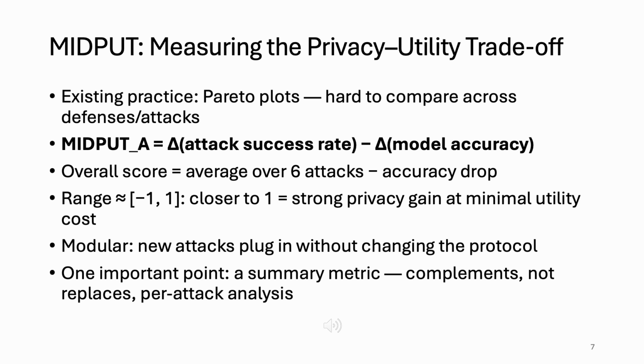Values near 1 mean a strong privacy gain at little utility cost. Negative values mean the defense hurt accuracy more than it helped privacy. And one important point is that it's a summary measure. It complements per-attack results and Pareto analysis. It doesn't replace them. And we report all raw attack success rates alongside it in the paper, actually.